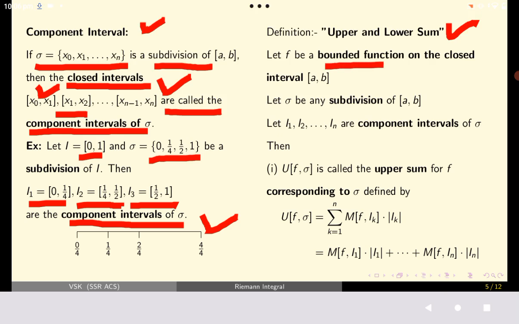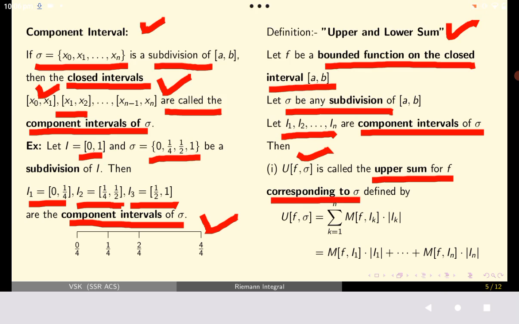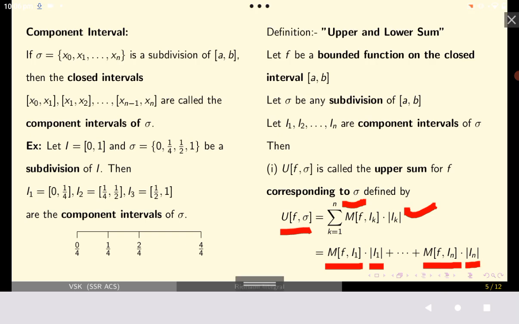Now let us see the definition of upper and lower sum. Let f be a bounded function on closed and bounded interval AB and sigma be any subdivision of AB. Now let I1, I2 up to In be component intervals of sigma. Then UF sigma is called the upper sum of f corresponding to sigma, and it is defined by UF sigma is equal to summation k is equal to 1 to n Mf on Ik into length of Ik. That is, the supremum value of f on I1 into length of I1 plus and so on, the supremum value of f on In into length of In.